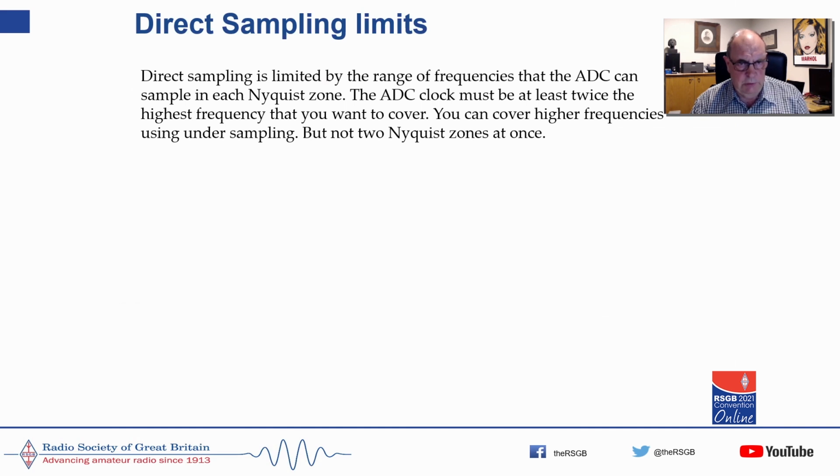So direct sampling is limited by the range of the frequencies that the ADC can sample in each Nyquist zone. An ADC can actually sample frequencies higher than the first Nyquist zone, and you can use them, and those are called the second or third Nyquist zone. You can use them, but you can't use them at the same time as you use the signals from the other Nyquist zones. Does that make sense? So you can't use two Nyquist zones at once.